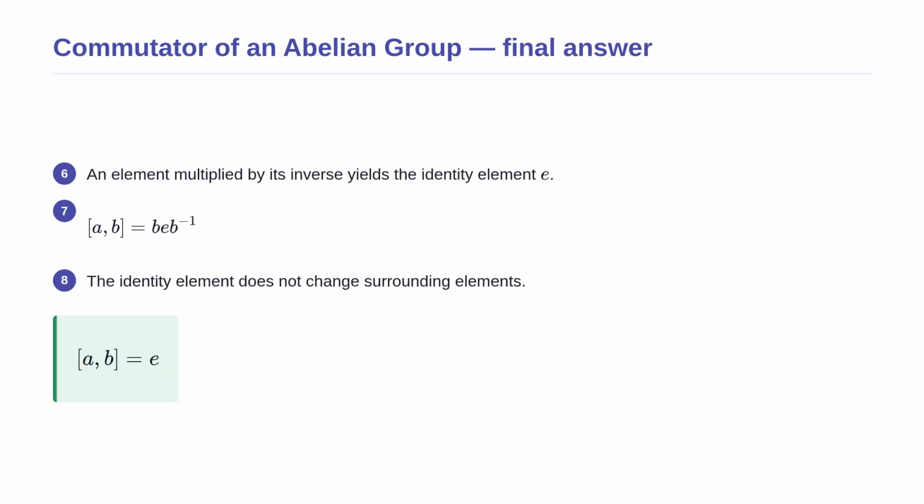Continuing from our swapped sequence, we know that when an element is multiplied by its own inverse, they annihilate each other to produce the identity element, E. The A and A inverse cancel out. The identity element acts like the number 1, so it does not change the surrounding elements. We are left with B times B inverse, which again results in the identity element. This proves that every single commutator in an abelian group evaluates to the identity. Our trash bag of messiness is completely empty, which perfectly matches our intuition.